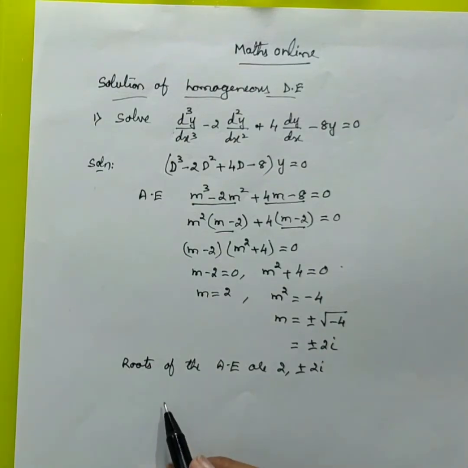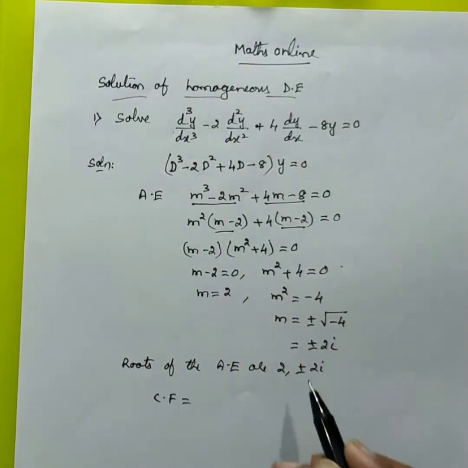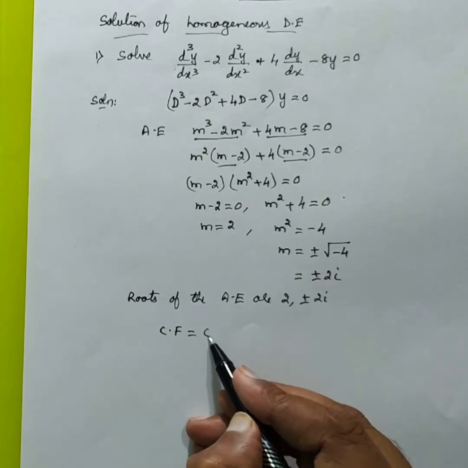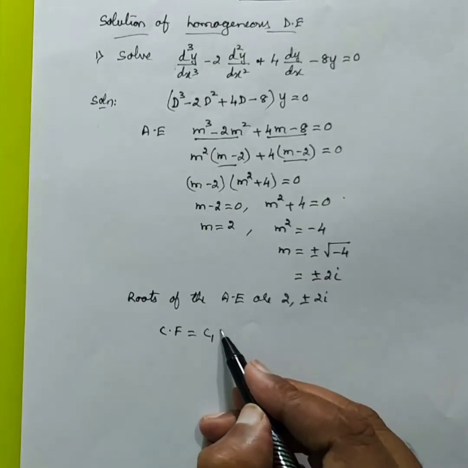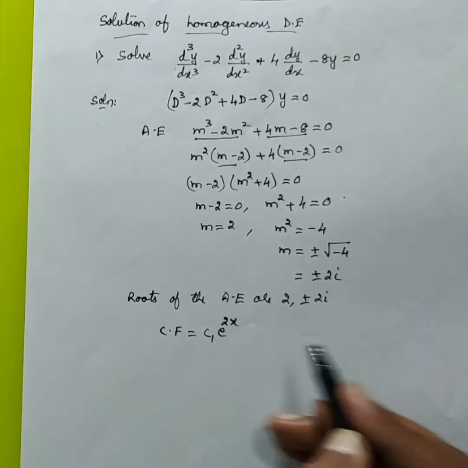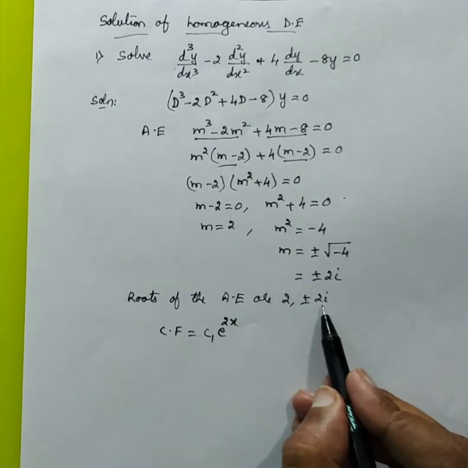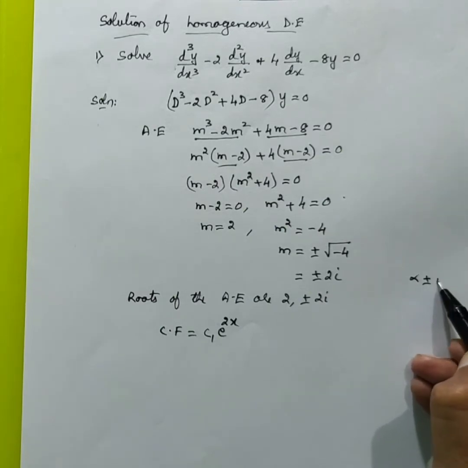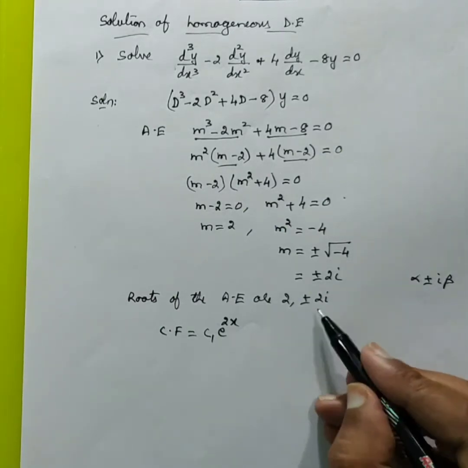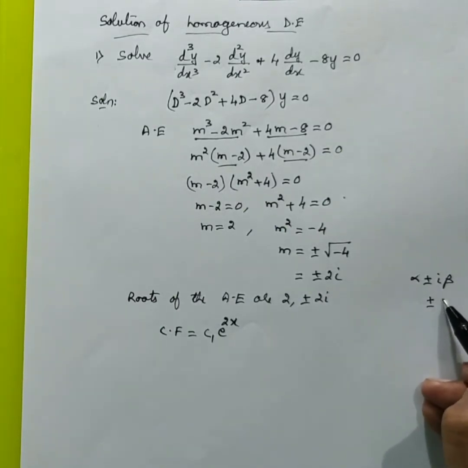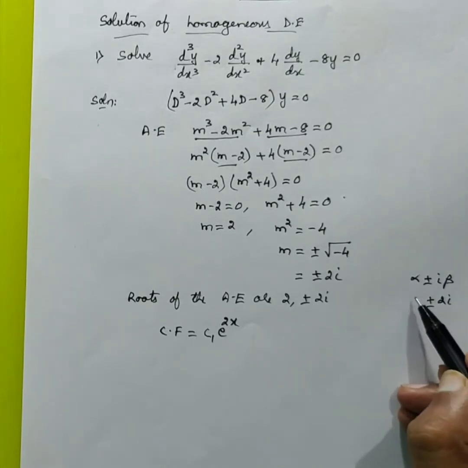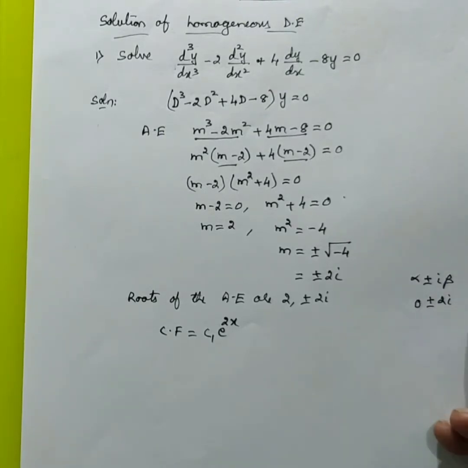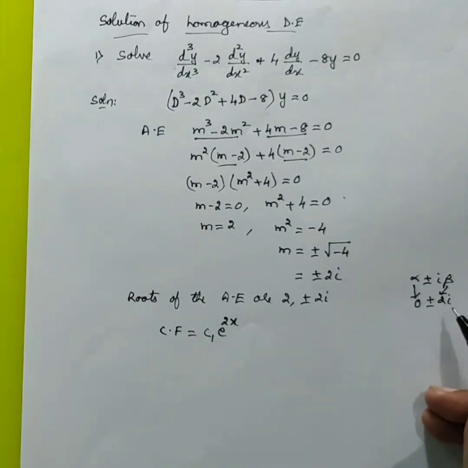So therefore the complementary function will be, this 2 is the real root, you will be getting the complementary function as c1 e power of 2 times of x. Then plus or minus 2i, so the complex root should be in the form of alpha plus or minus i beta. So here it is in the form of plus or minus 2i. So alpha is missing, so I will be taking alpha to be 0. So alpha value will be 0, your beta value will be 2.